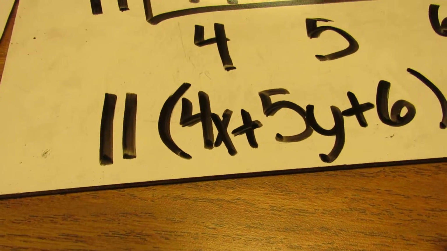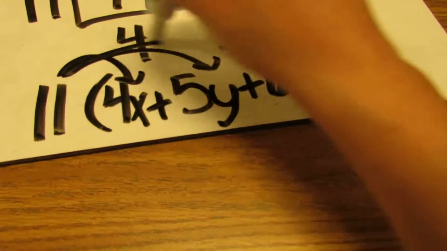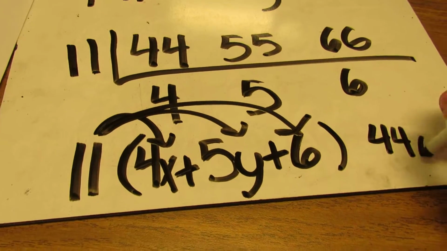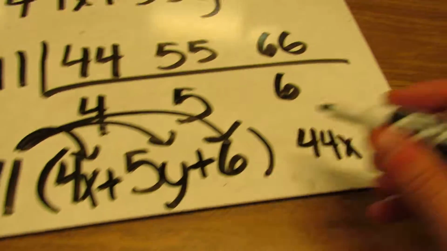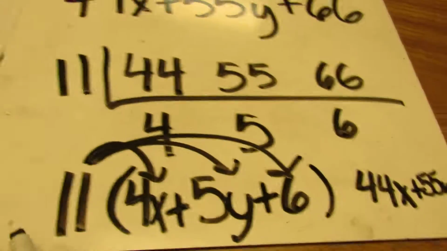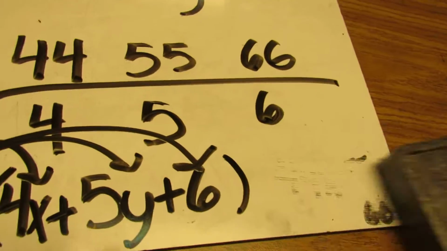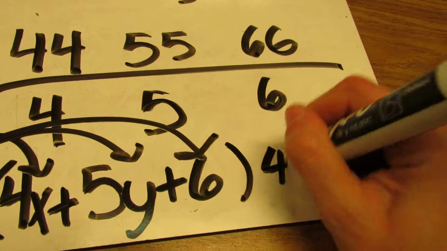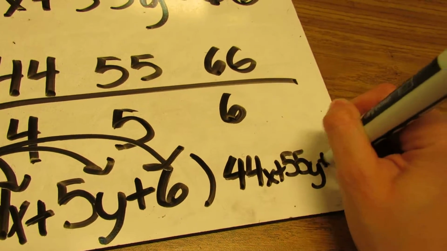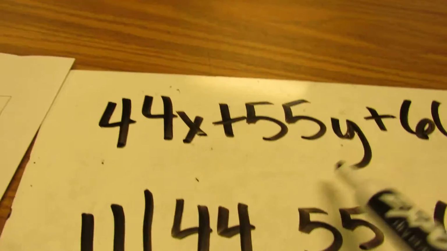If you want to check to see if you did it right, just distribute 11 to all the terms inside your parentheses. 11 times 4x is 44x. 11 times 5y is 55y. And 11 times 6 is, I'm running out of space. Sorry, guys. Let me rewrite that. Eleven times 6 is 66. Does this expression match that expression?